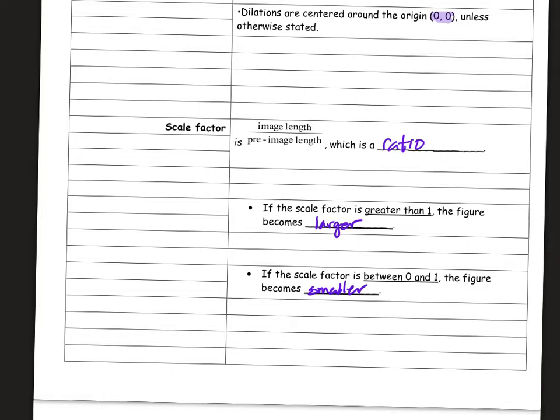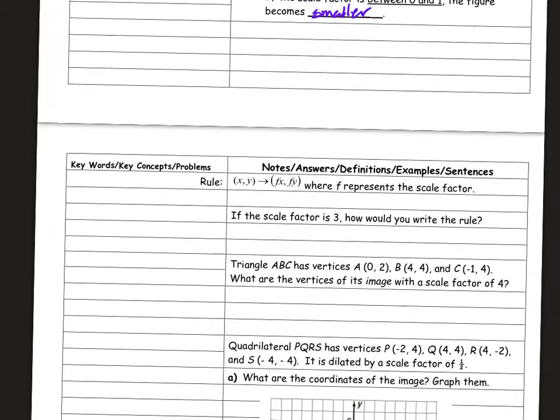Or a fraction, but not all fractions are between 0 and 1. So the only fractions that are between 0 and 1 is where the top is smaller than the bottom. But if the top is bigger than the bottom, then that's greater than 1. So I just want to make sure that that is kind of understood. Okay, so we're going to go ahead and go on to the next little page here.